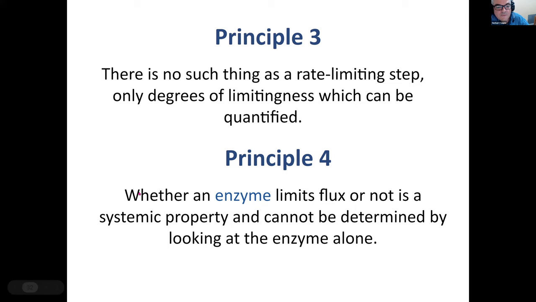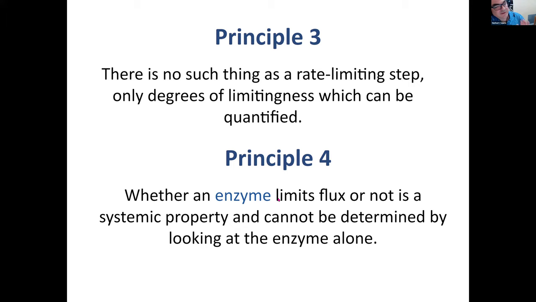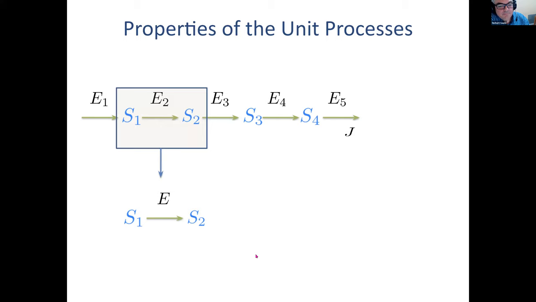The other principle, principle four, is that whether an enzyme limits flux or not is a systemic property, meaning it's a property of the entire network. I cannot pull pyruvate kinase out of this potato, study it in a test tube, and tell you that its control coefficient will be 0.702. That's not possible. That 0.702 comes from pyruvate kinase being embedded in the entire network and communicating in the way I showed at the beginning, through propagations of disturbances up and down the network. So that's the other principle. So if you want to know whether a step is limiting or not, you have to look at it in the intact pathway.